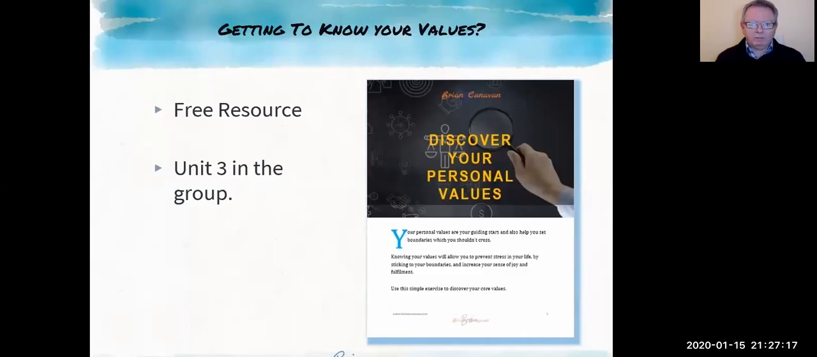You might have to spend half an hour or so at it initially, come back to it and play about with it. And as I said, they change over time. So have a play with that resource there.